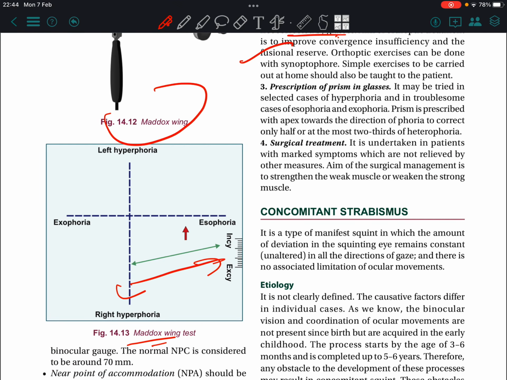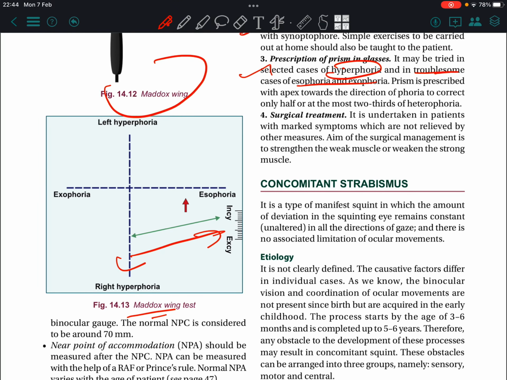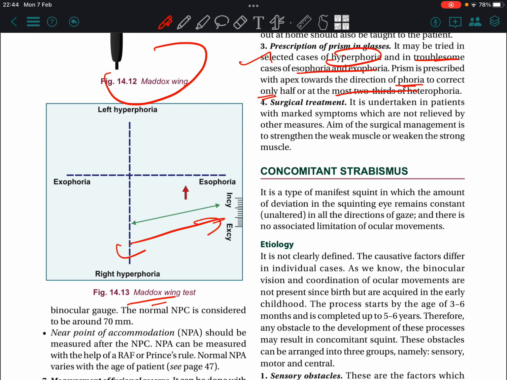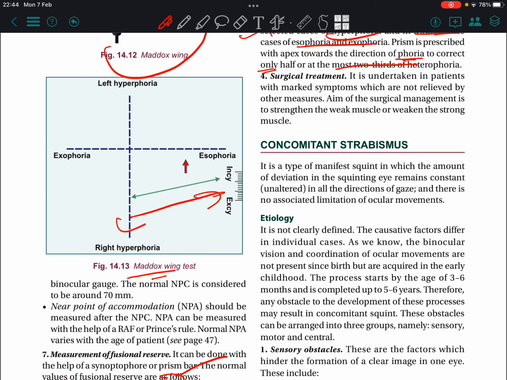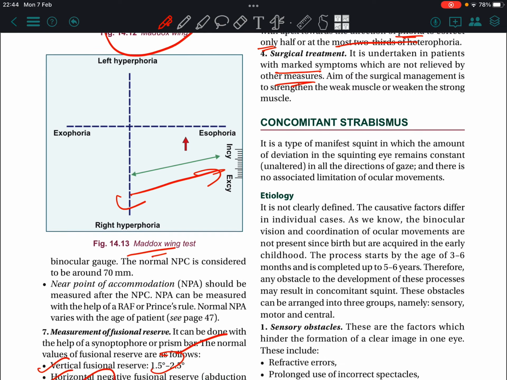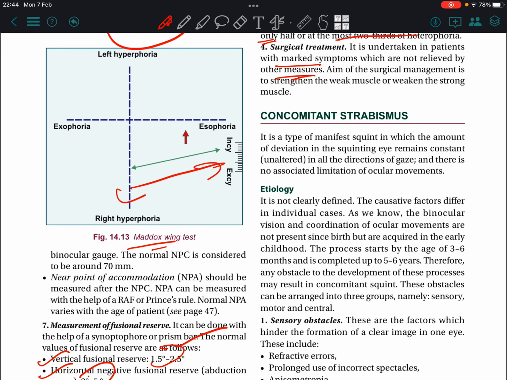Prescription of prism in glasses may be tried in selected cases of hyperphoria and in troublesome cases of esophoria and exophoria. Prism is prescribed with apex towards the direction of phoria to correct only half or at the most 2/3 of the heterophoria. Surgical treatment is undertaken in patients with marked symptoms which are not relieved by other measures. The aim of surgical management is to strengthen the weak muscle or weaken the strong muscle.